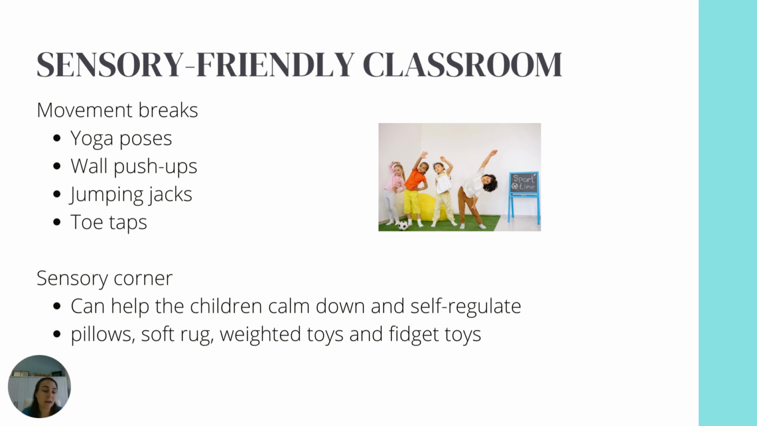And you can maybe have a little visual tool in your sensory corner to help them with what strategies they can use, or just as a reminder that they can do some breathing exercises to help them to calm down. I would also suggest some soft pillows, a soft rug, or weighted toys in your sensory corner. And I wrote here fidgets as well, which I think is very important.